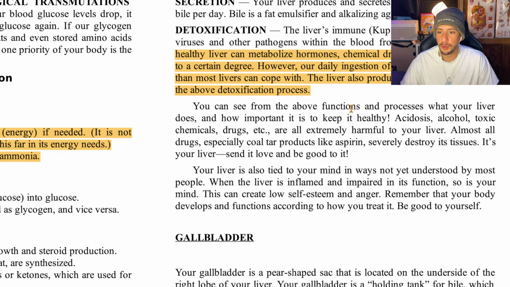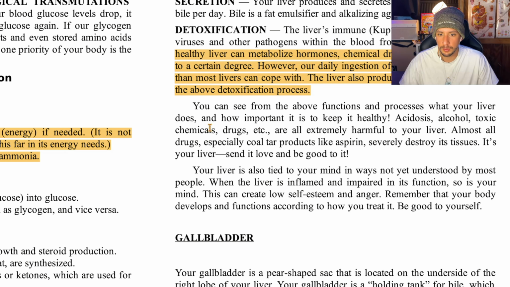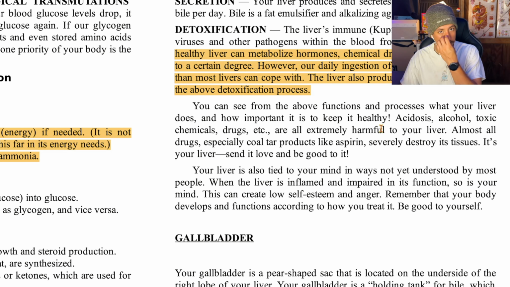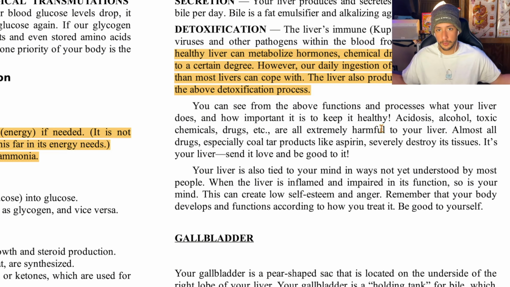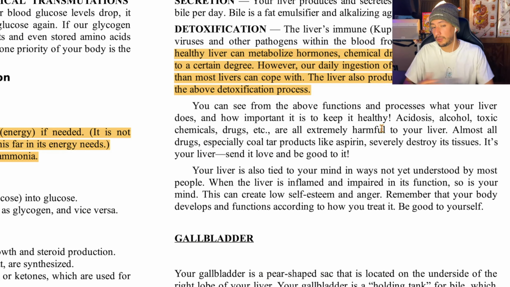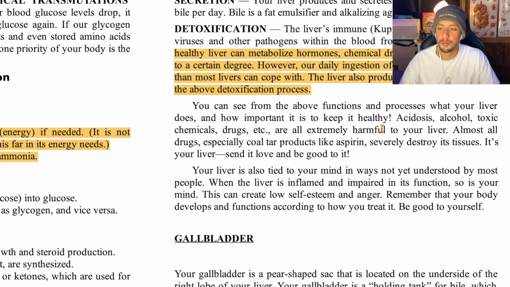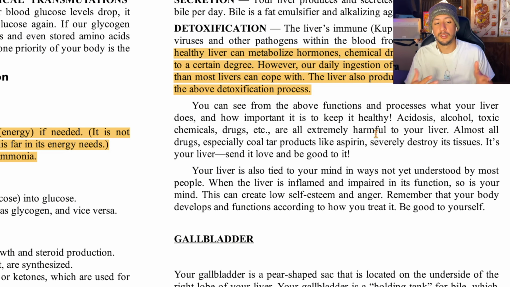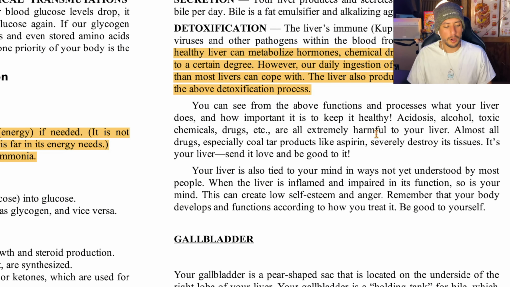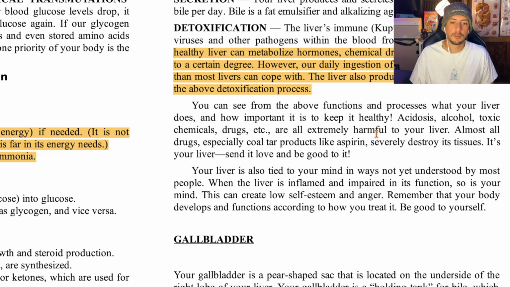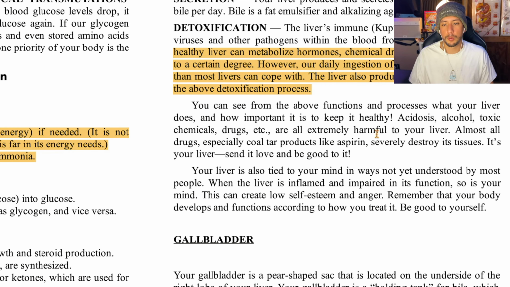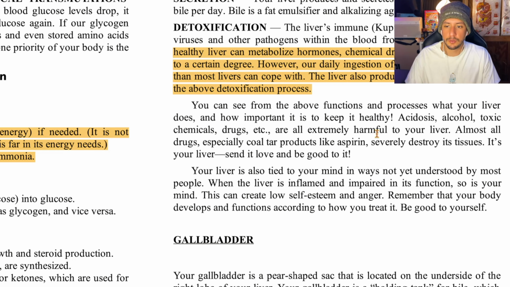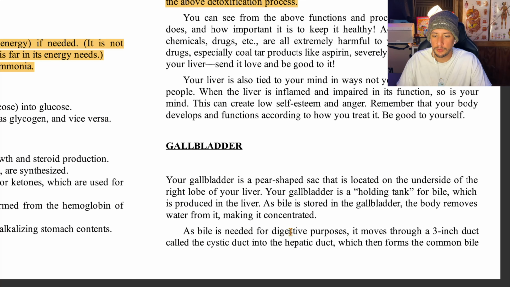You can see from the above functions and processes what your liver does and how important it is to keep it healthy. That's why if you overdrink too much, your liver is the first thing to go, because your liver is the one that's just saving your life, really, from all the poison. And the only reason you even get to the point where you're feeling a different way is because your body is just so shocked that your liver can't even do its job properly. It's just catching up.